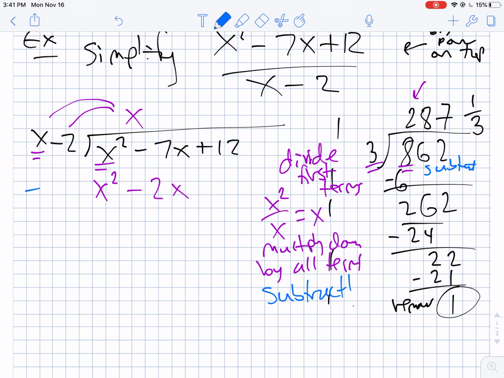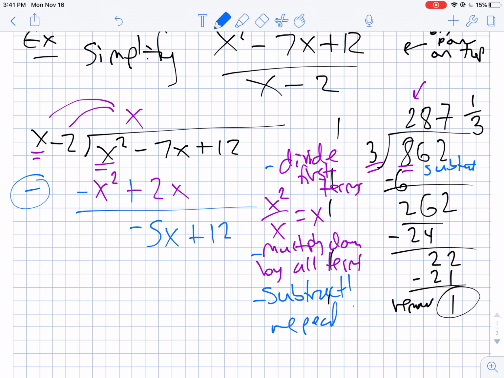Now one tip I'm going to give you with subtraction. When you subtract, I like to just flip all the signs, right? So make this negative, make that positive, and then add down. So negative 7x plus 2x is negative 5x plus 12. Okay, so what did I do in normal long division? Then I just repeat it. So I divide, I multiply, I subtract, and then I just repeat this process, right?